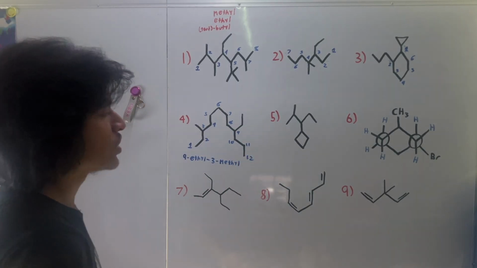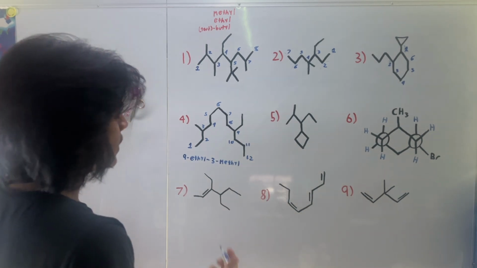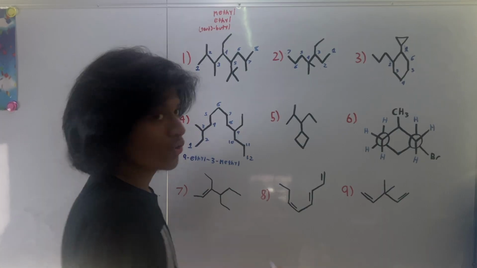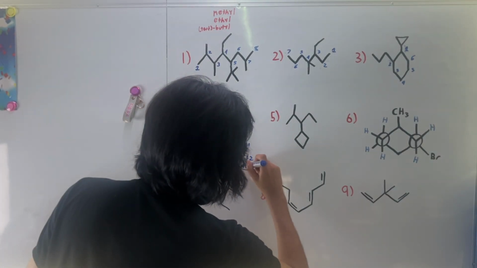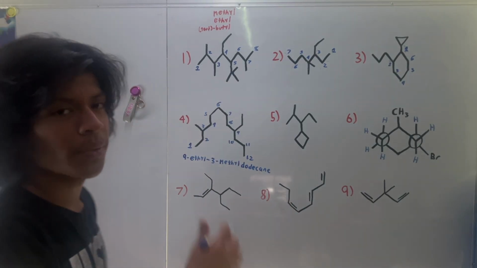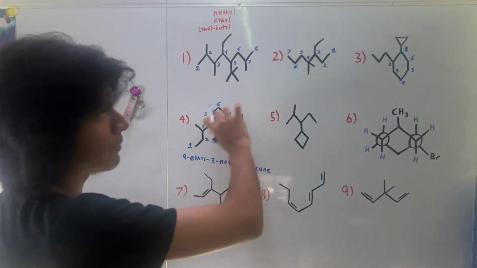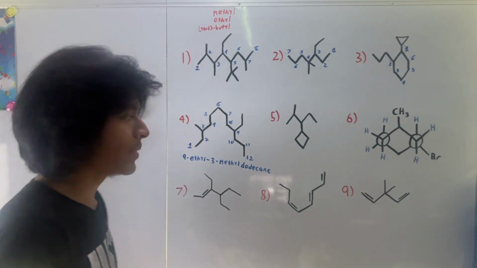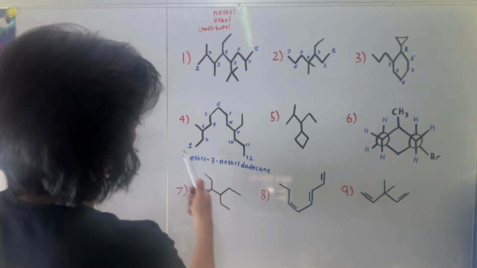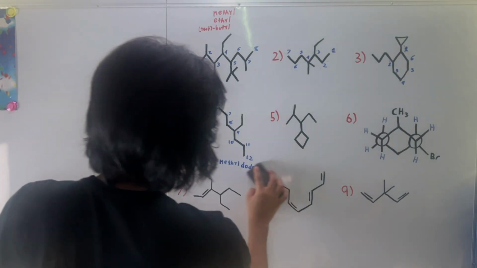And because our longest carbon chain has 12 carbons in it, I believe the prefix, let me just make sure. The prefix for 12 carbons would be dodecane. Even though in most classes you're probably not going to go any further than 9 carbons, this would be the prefix if you were to have 12 carbons in this case. This would be your final answer for compound number 4.